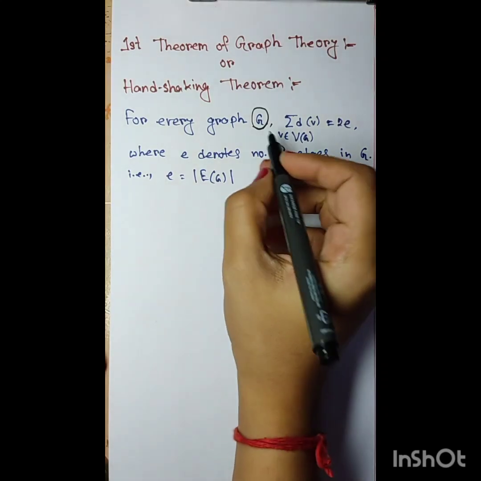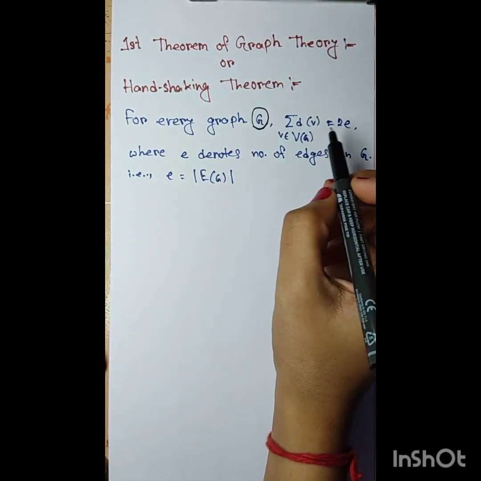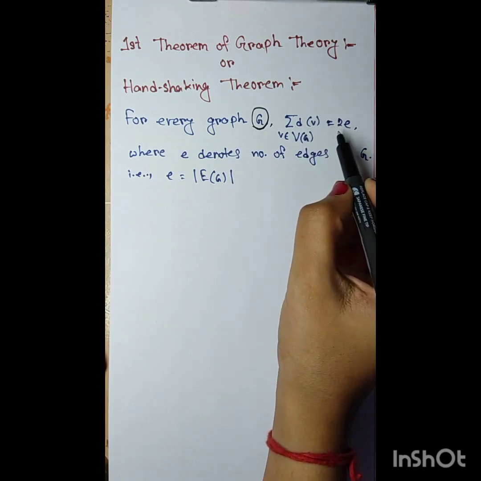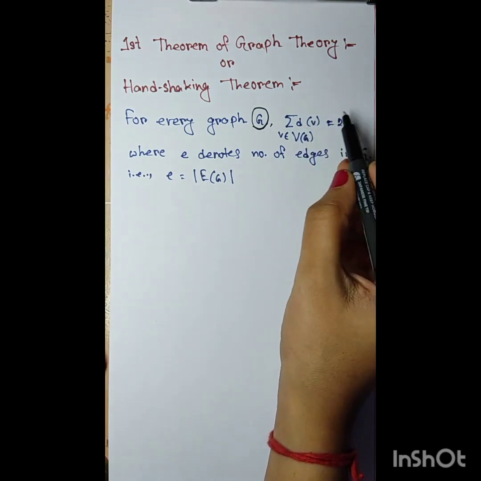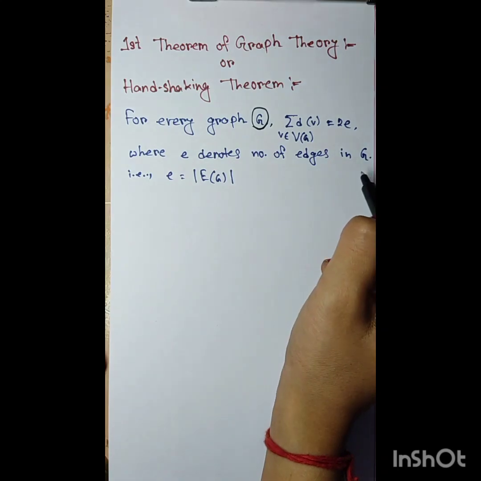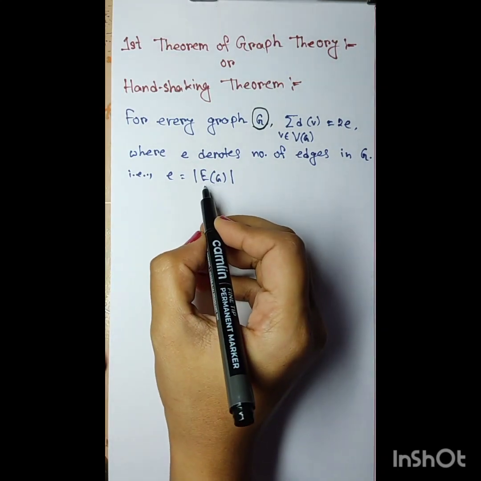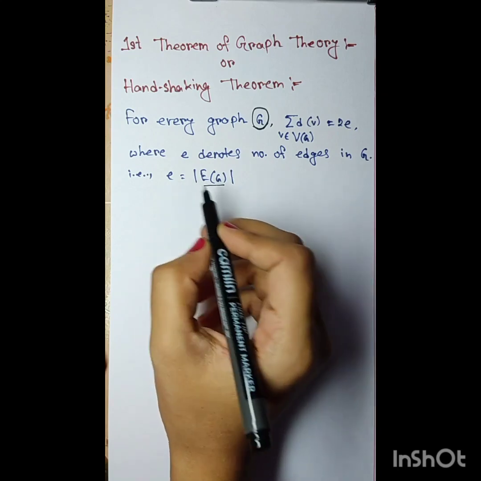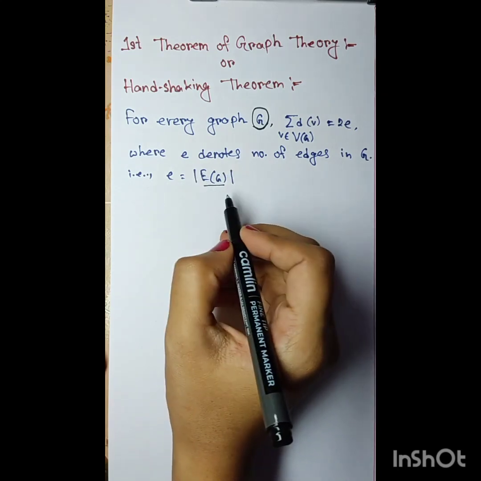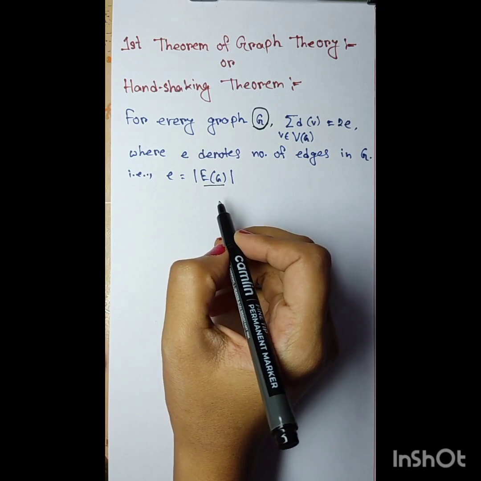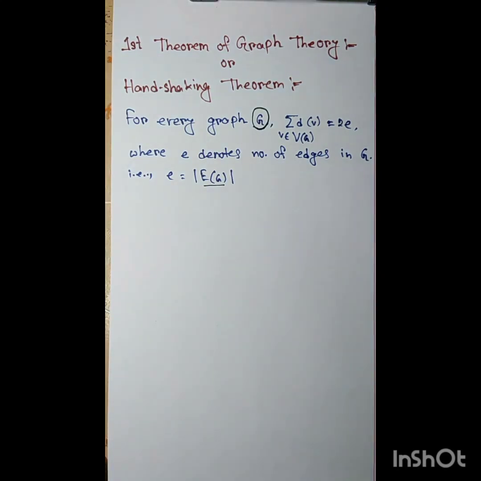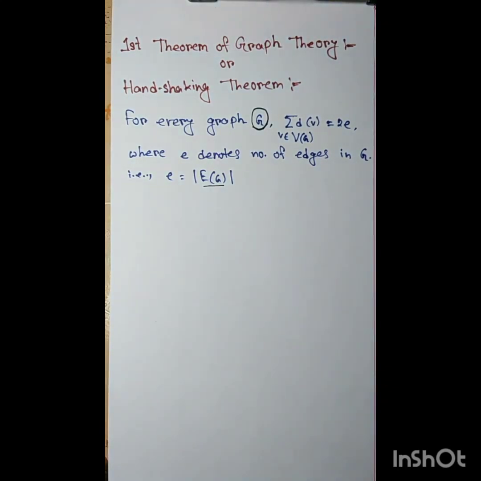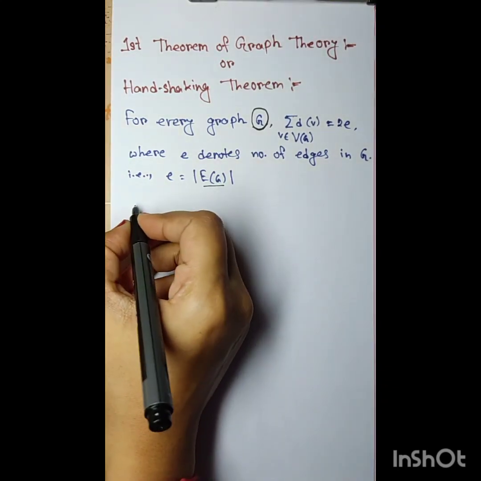For any graph G, the sum of degrees of all the vertices of G is twice E, where E denotes the number of edges in G. So if E(G) denotes the edge set of G, then small e denotes the cardinality of E(G). The proof of this theorem is very straightforward. I will give a quick hint of this proof.